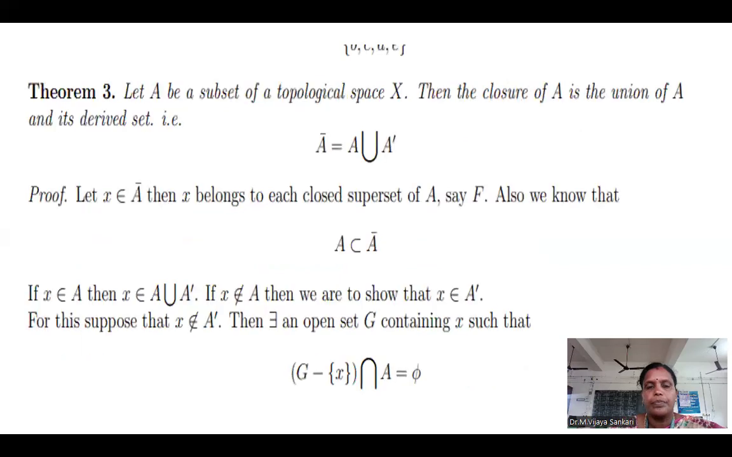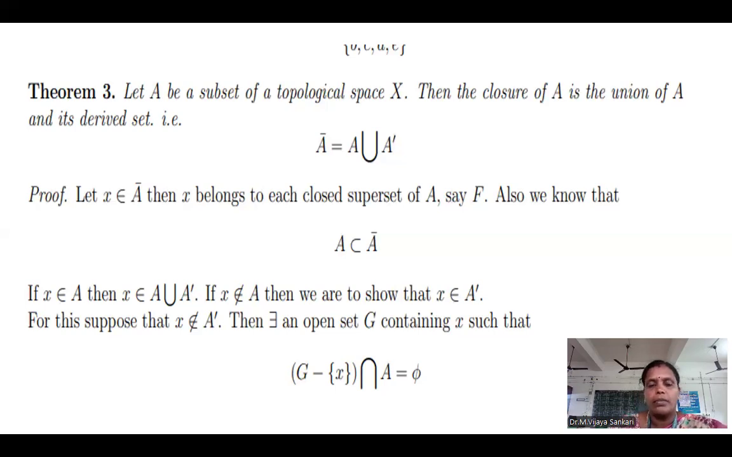Next, we see the theorem. Let capital A be a subset of a topological space capital X. Here X is the topological space, capital A is the subset. Then the closure of A is the union of A and its derived set. That is, A bar, the closure of A, equals A union A dash, where A dash is the derived set.